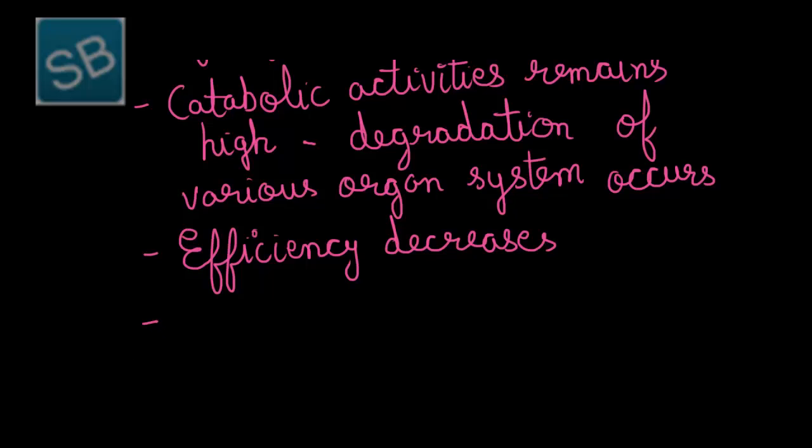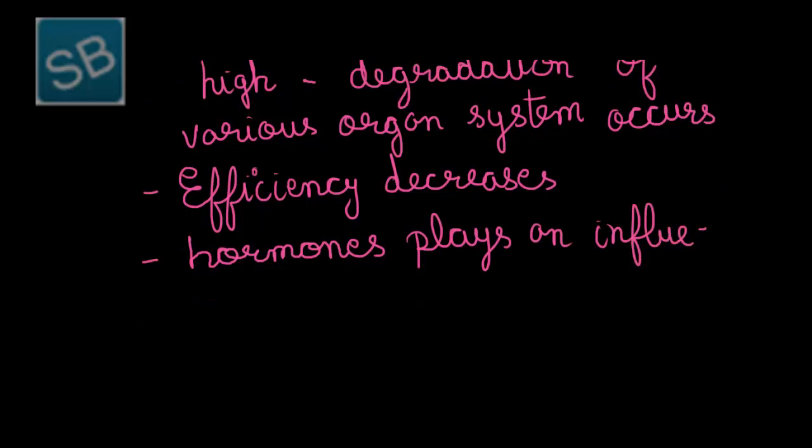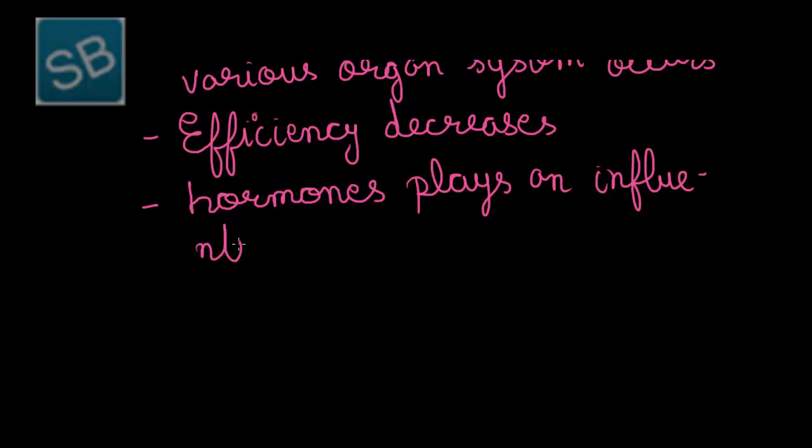Such a senescence period affects the individual organs and thereby gradually the entire body. It has been supposed that hormones play an influential role in carrying out senescence.